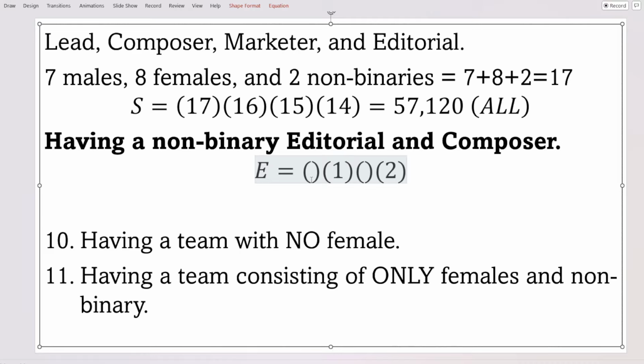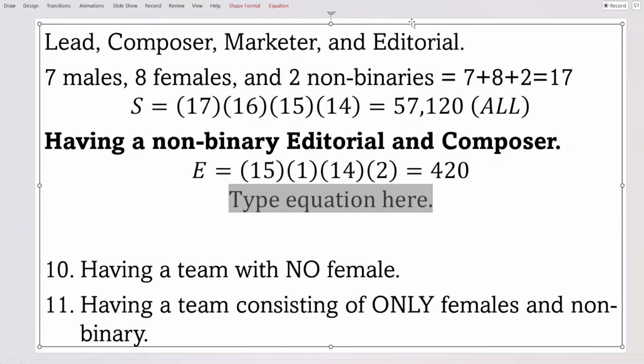For the rest, there are no restrictions, because there are no other conditions, meaning we can put anyone else that remains on the following slots. So out of the 17, we already used 2 members, the 2 non-binaries. That means for the lead, we have 15 choices. For the marketer, we have 14 choices. So you put this in your calculator, you will get 420.